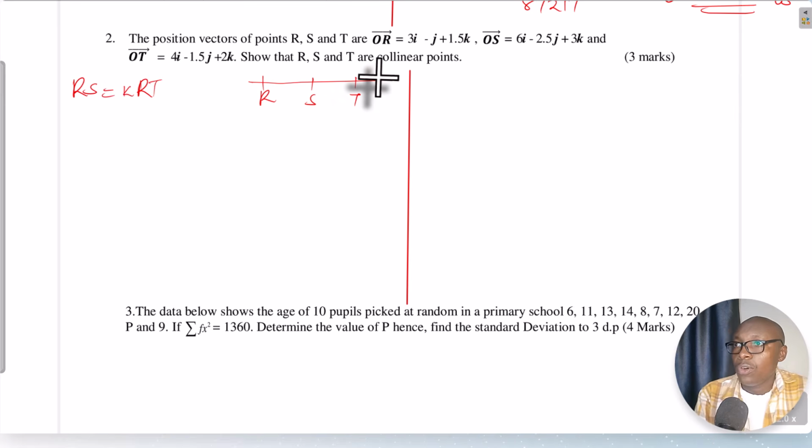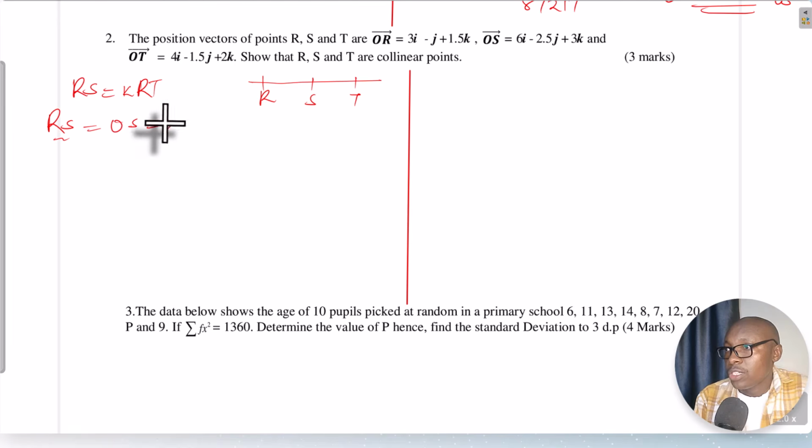So now I need to form those vectors using the ones that are given here in terms of i, j and k. Let me start with RS. For RS, I'll get OS minus OR. OS is 6i, minus 2.5j, and then 3k. Then minus OR, which is 3i, negative 1j, then 1.5k.